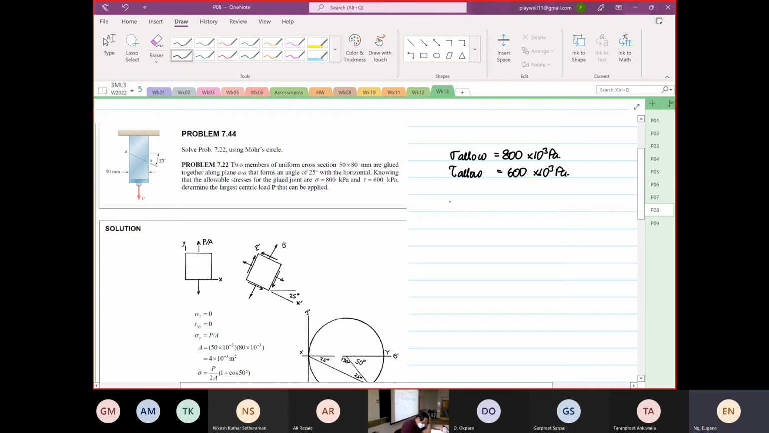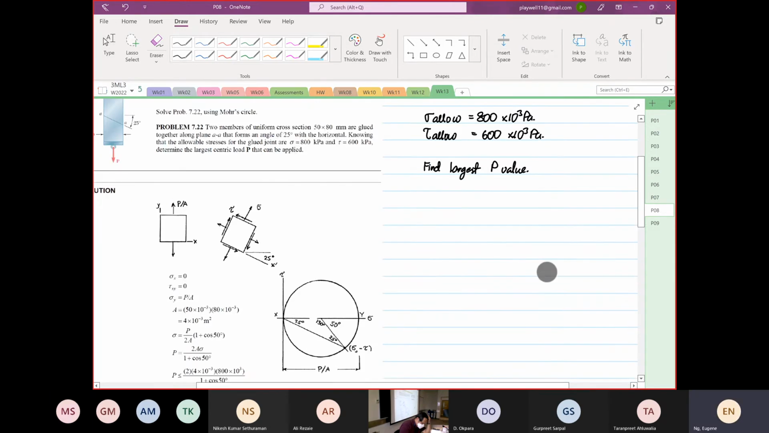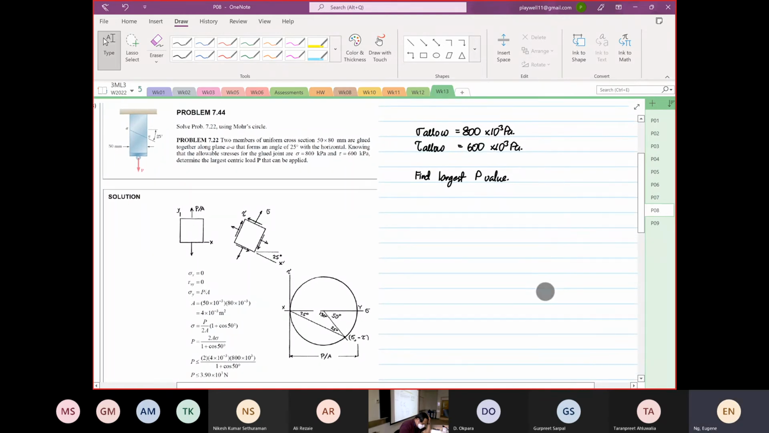Determine, find the largest P value. So we get the 25 degrees. Okay. So we know at 0.